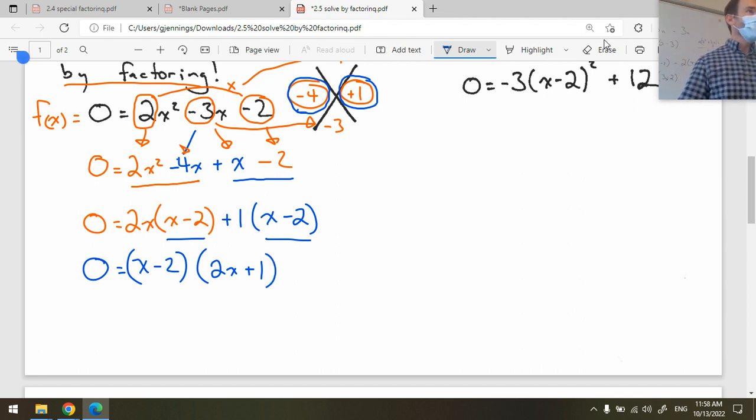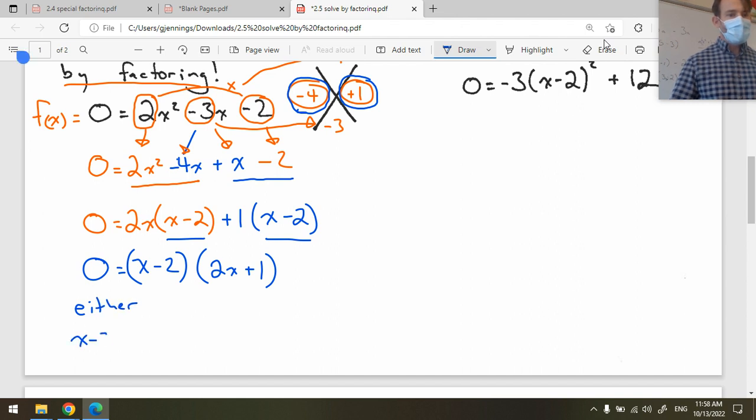This is now factored fully. And if I know that 0 is equal to (x minus 2) multiplied by (2x plus 1), I can now find the two possible values of that x. There's two possibilities, and the two possibilities come from one from each factor.